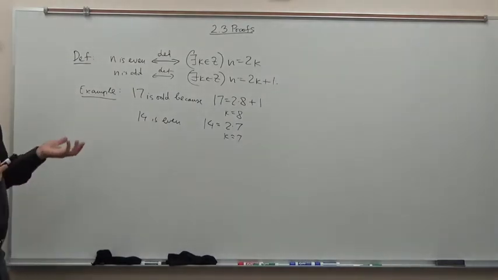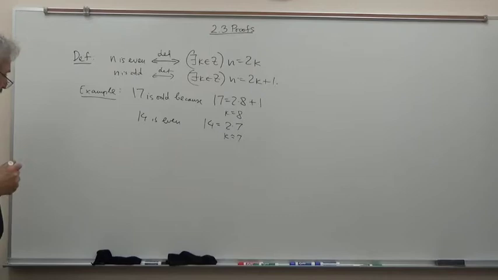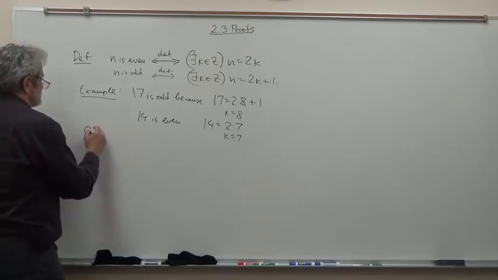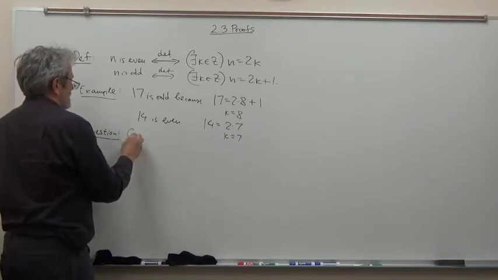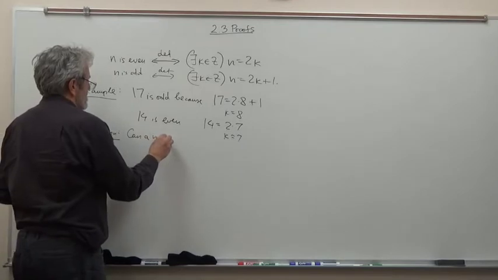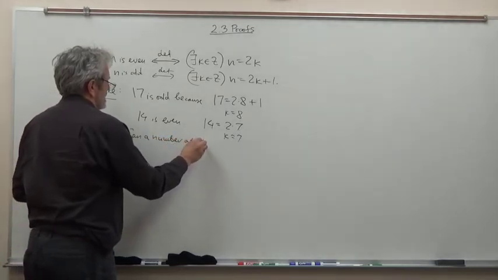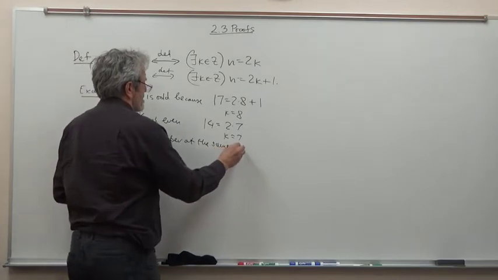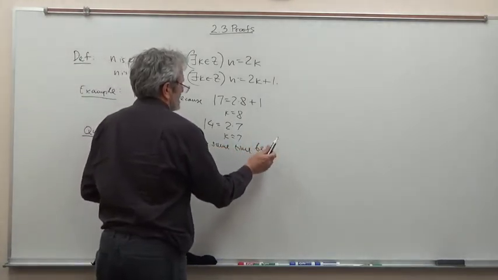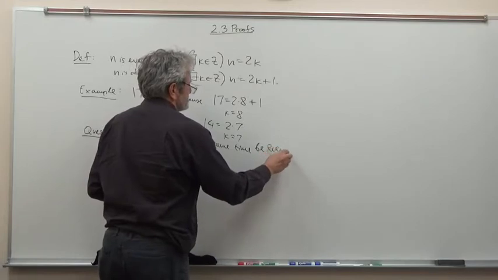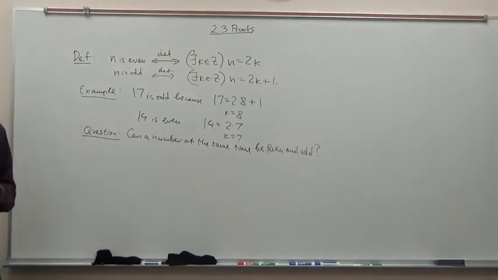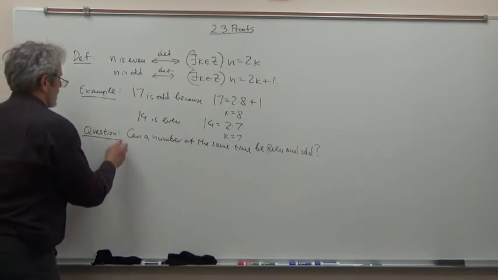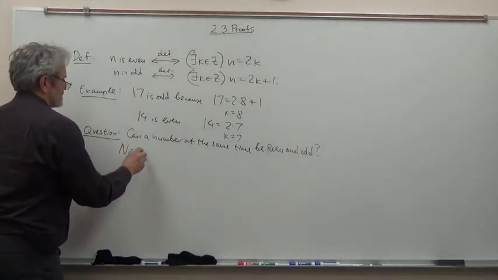And of course, a natural question here is: can a number at the same time be even and odd? That's a natural question, and let's see how we are going to prove that that will never happen. So the answer is no. And here's the proof.